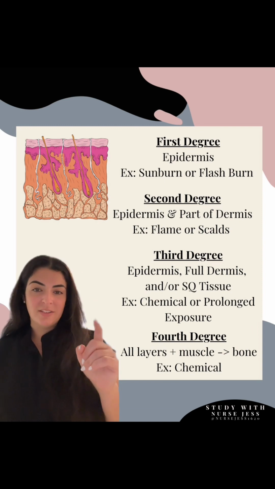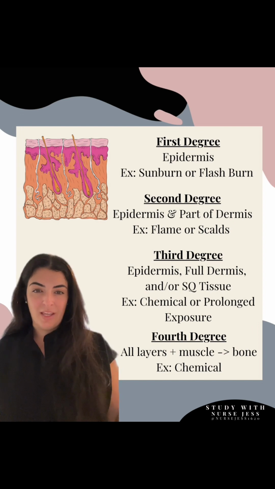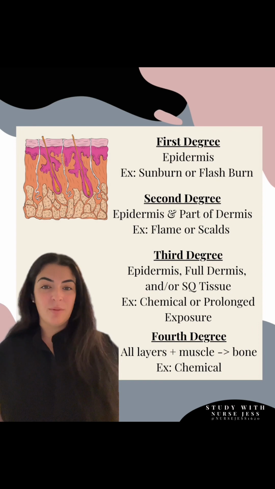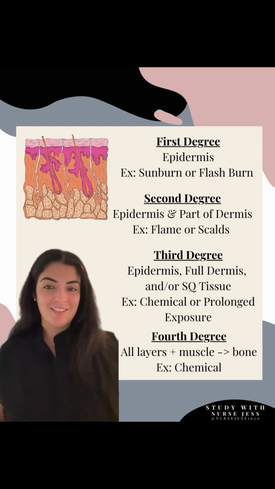Now, second degree is going to be the epidermis, which is the light pink, and part of the dermis, which is the brighter pink, going into the orange. This can be caused by flame or burn scalds. It's also important to differentiate both first and second degree, not only by the layers of the skin, but second degree has blisters where first degree doesn't.